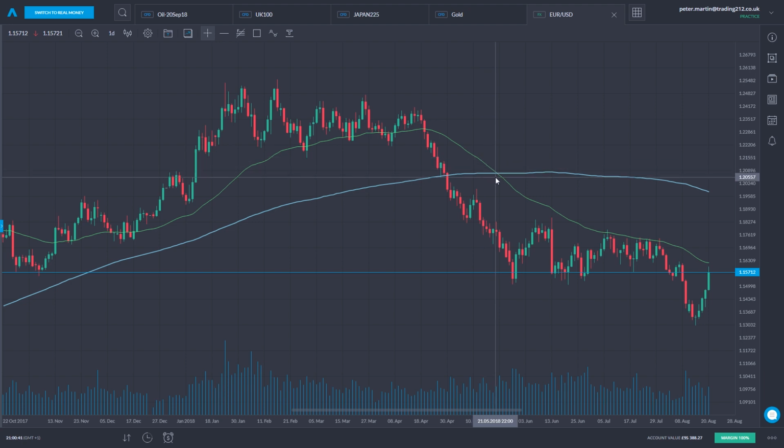So we can see we've got this cross here. This would be a sell signal. Obviously we've got this downward move in euro dollar, and it moves all the way down to a low here, but we have bounced back there, and we'd have had a sell signal all the way back there. So we would have been in on that move.